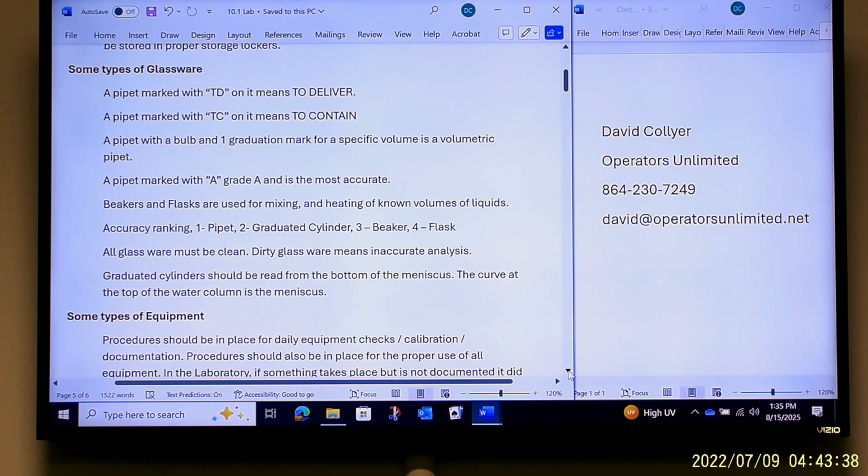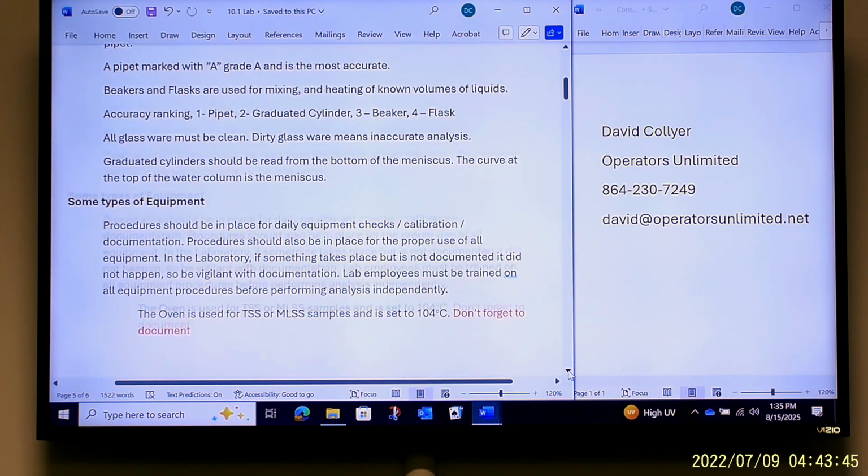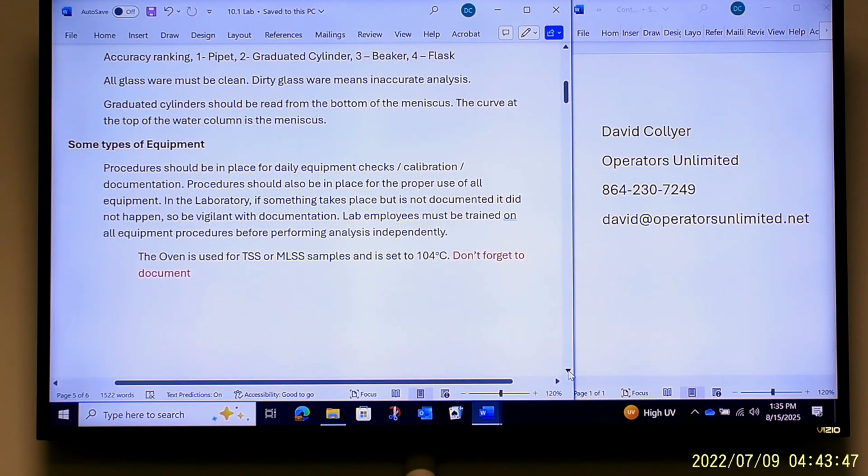All glassware must be clean. Dirty glassware means inaccurate analysis. Graduated cylinders should be read from the bottom of the meniscus. The curve at the top of the water column is the meniscus.